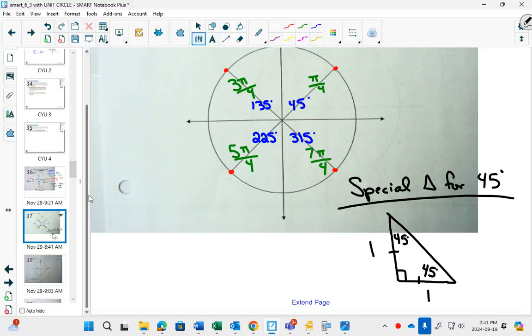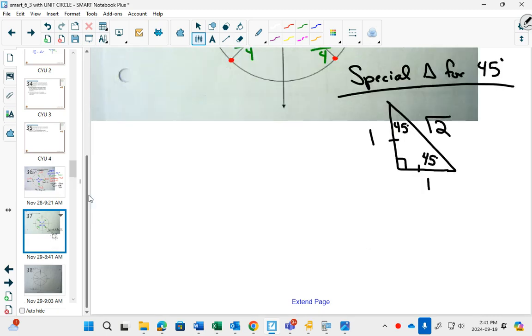1 squared plus 1 squared is 2. This side will be the square root of 2. And from this, I can write that sine of 45 degrees has to be opposite over hypotenuse, 1 over root 2. And if I wanted to rationalize, I could. I could either write it as 1 over root 2 or root 2 over 2.